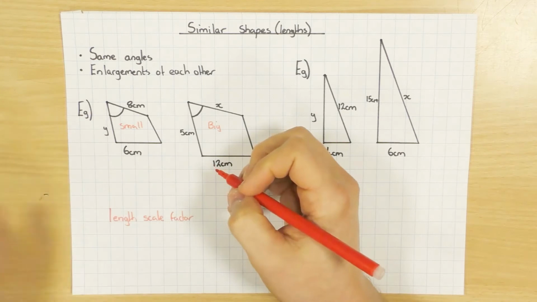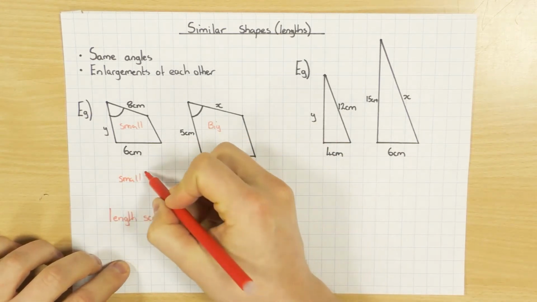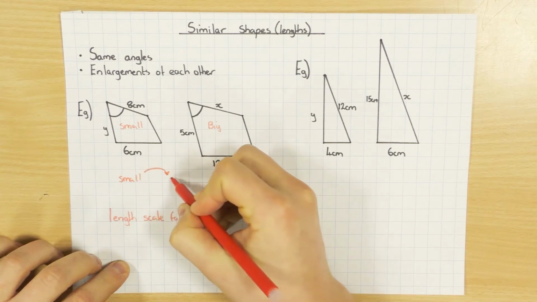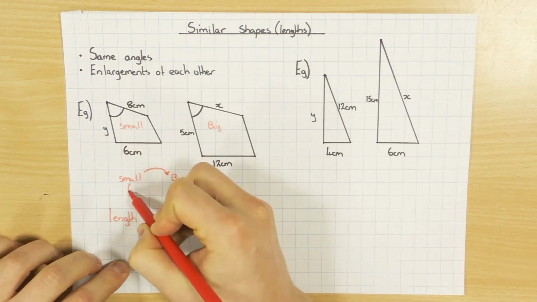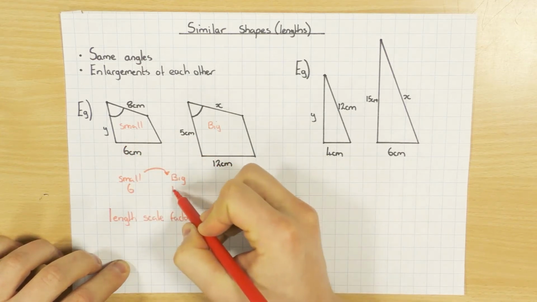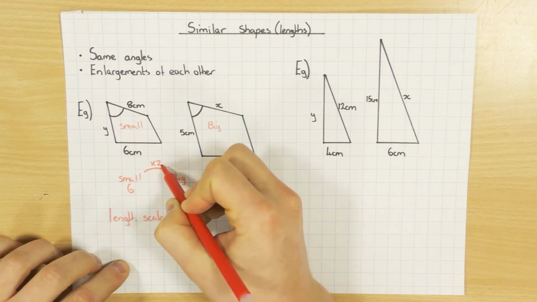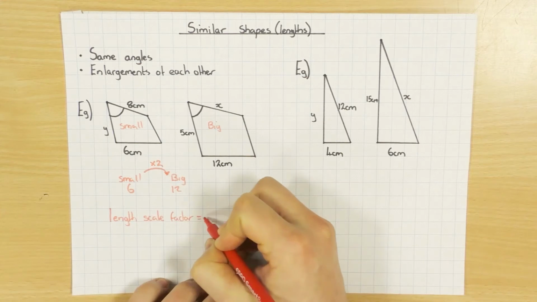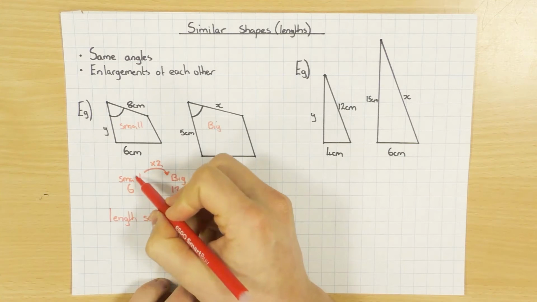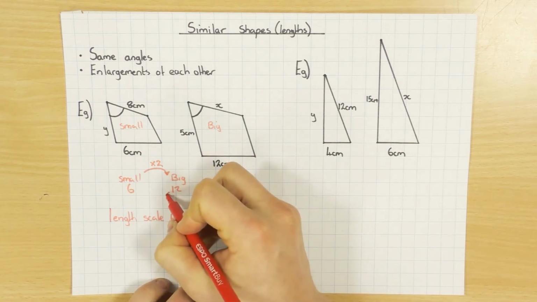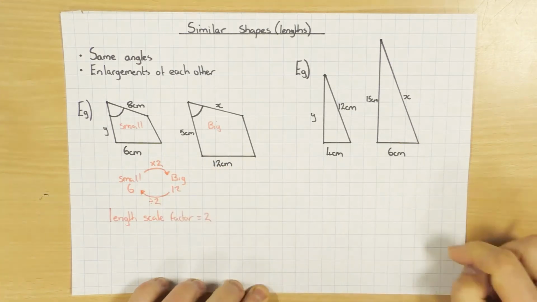So what I would do is make a little note, so small, and how do I go from the small shape to the big shape? Well, the small value is 6 and the big value is 12. So how do I go from 6 to 12? You might already be ahead of me. I times by 2. The scale factor, or the length scale factor I should say, is 2. So to go from small to big, I times by 2, and then to go backwards, big to small, I do the opposite and I divide by 2.